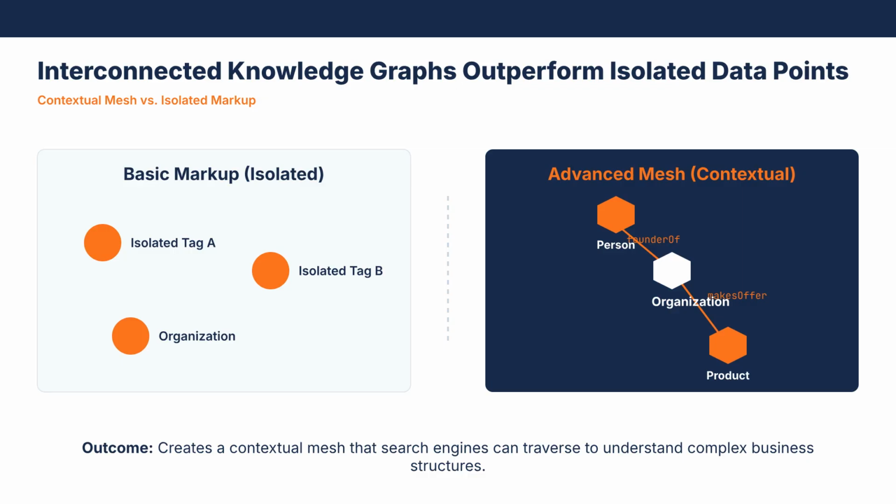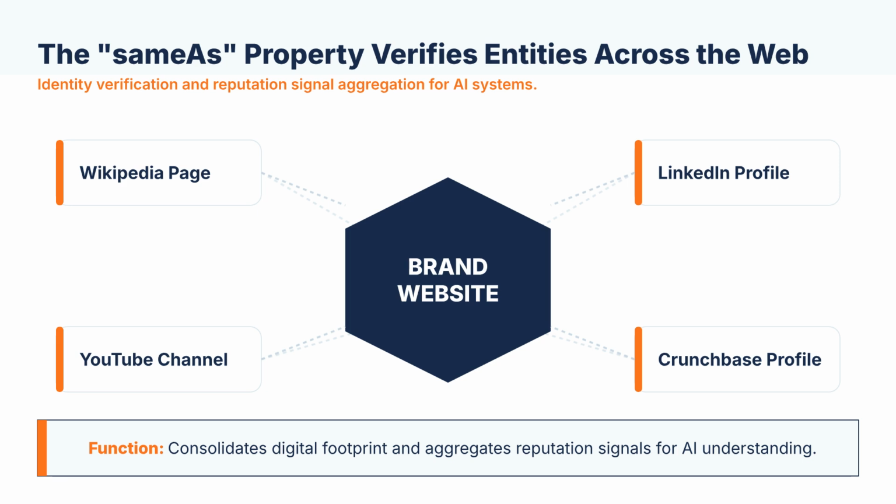The key takeaway is simple. Don't just add schema tags. Connect them. The real power of schema comes from creating a network of entities that tells the complete story of your business. The sameAs property is a powerful tool for identity verification.